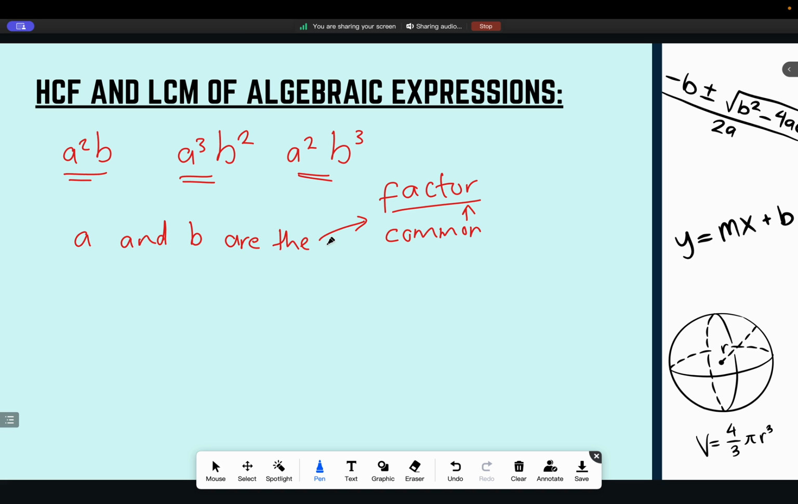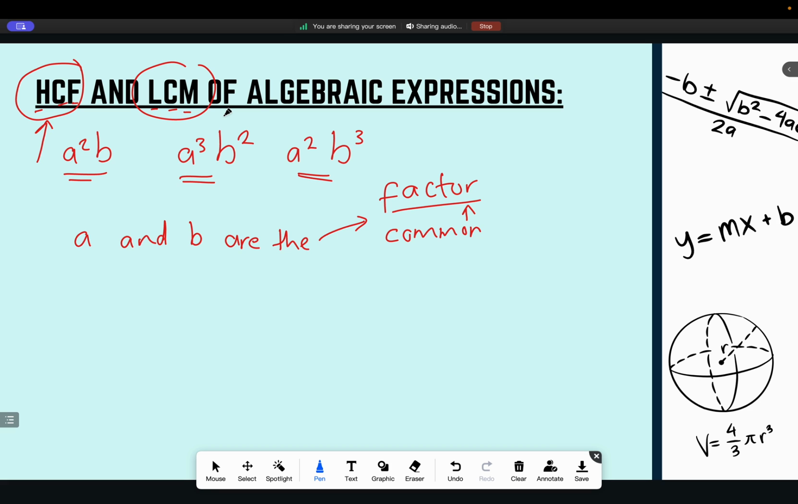So what do we do when we have this? Here we have two different problems. One is that we are looking for the highest common factor, and the other is the lowest common multiple. As you remember, we talked about the highest common factor and lowest common multiple when we talked about numbers. But now we are doing it with algebraic expressions, so the concept is almost the same.